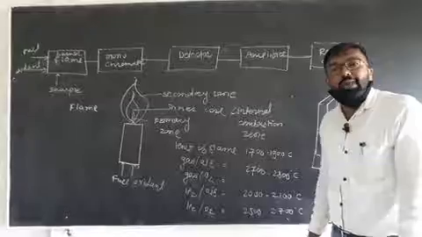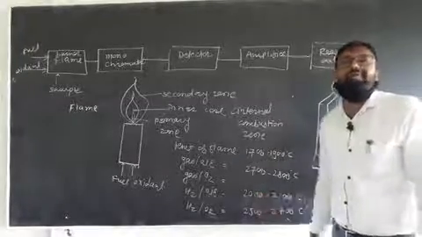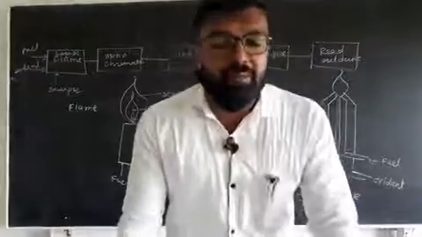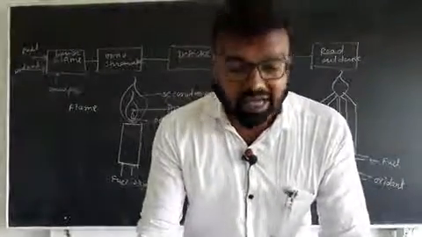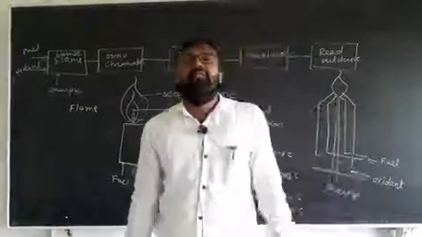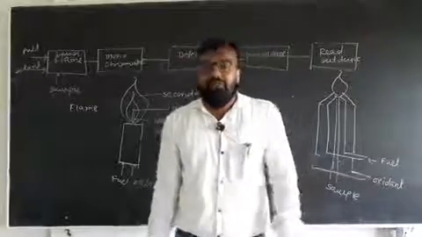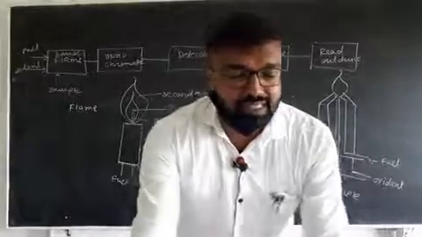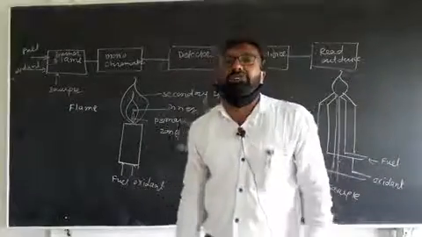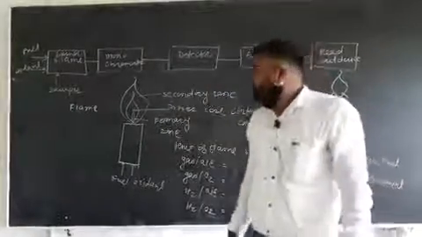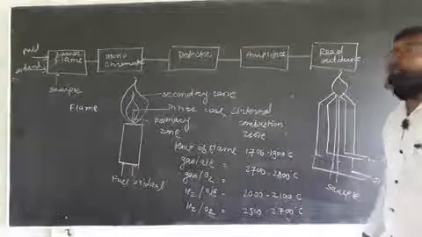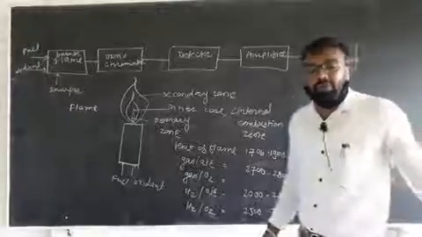Flame photometry is used for qualitative as well as quantitative purposes. The basis of qualitative analysis is the measurement of the wavelength of emitted radiation, while the basis of quantitative analysis is the measurement of the intensity of emitted radiation. In this lecture we want to discuss the instrumentation of flame photometry. We will talk about the general block diagram for the instrumentation of flame photometry.